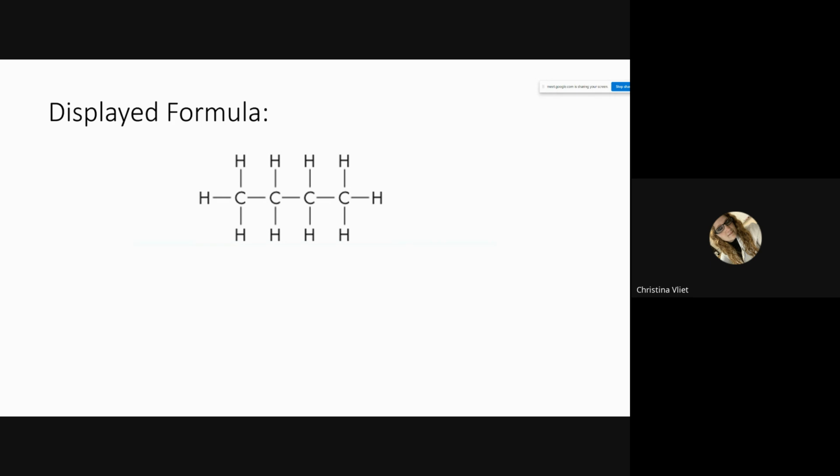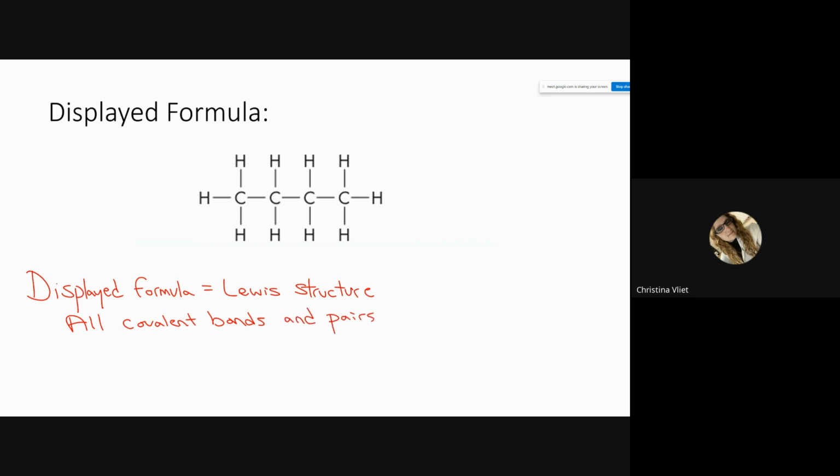All right, you're going to learn 3 different types of formulas. The first type is called the displayed formula for an organic molecule. The displayed formula is the Lewis structure, so you want to write that underneath. Displayed formula equals the Lewis structure. All covalent bonds and pairs of electrons are shown.